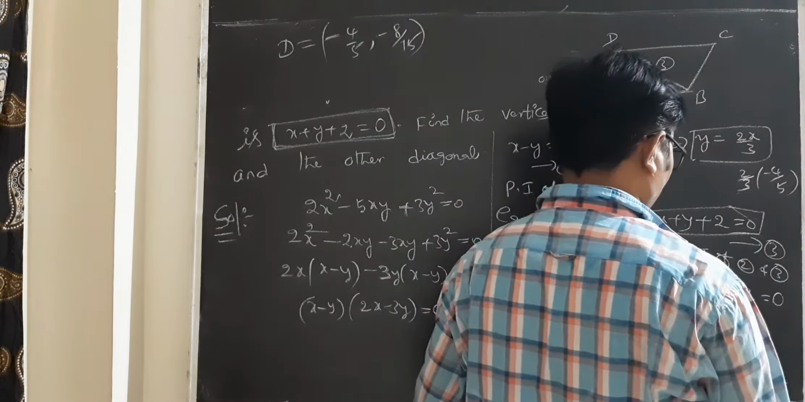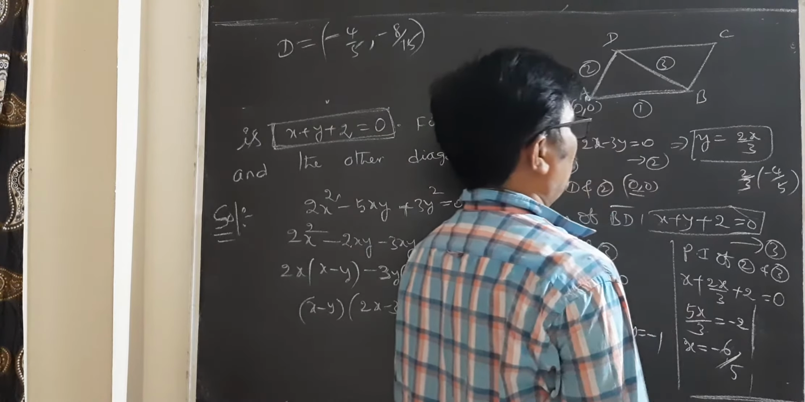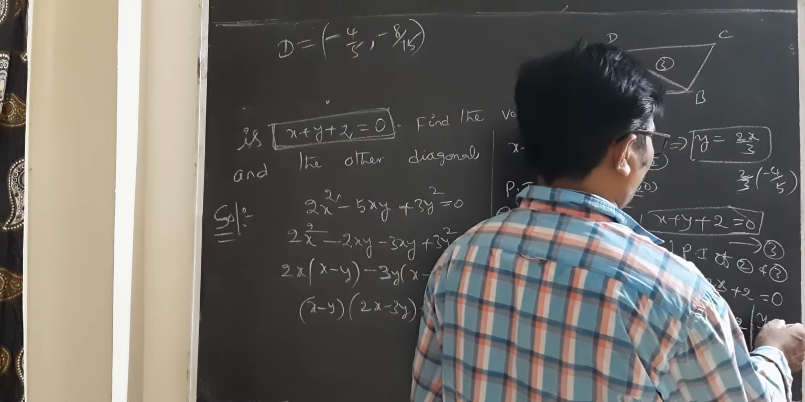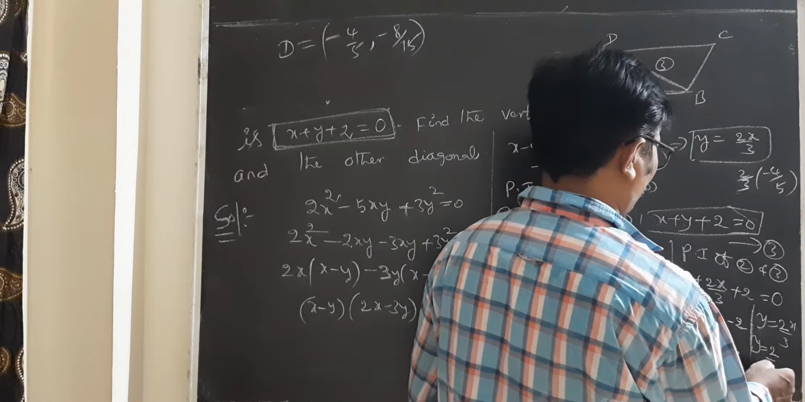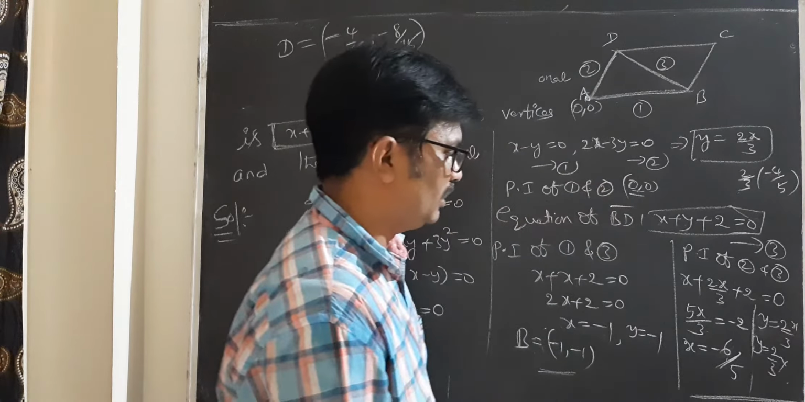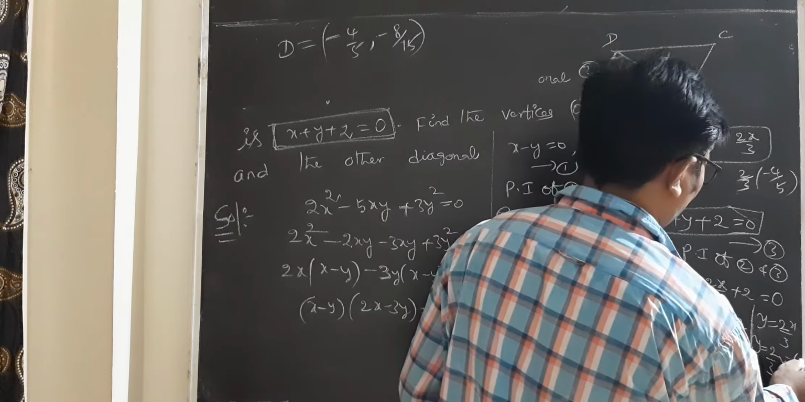How to find the y coordinate? Dear students, y is given as 2x by 3. So y is 2 by 3 into the x value, which is minus of 6 by 5.